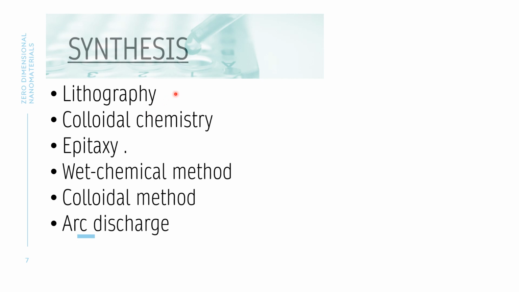So the first one is lithography. In the lithographic technique, an electron beam or an optical beam is used to pattern or situate a quantum dot on a substrate. This allows for precise control over the placement and the size of the quantum dots.